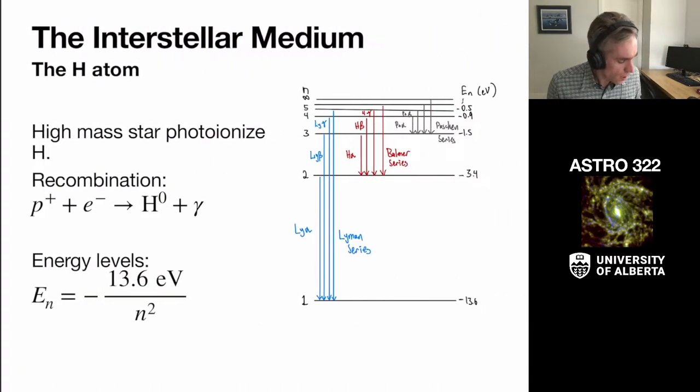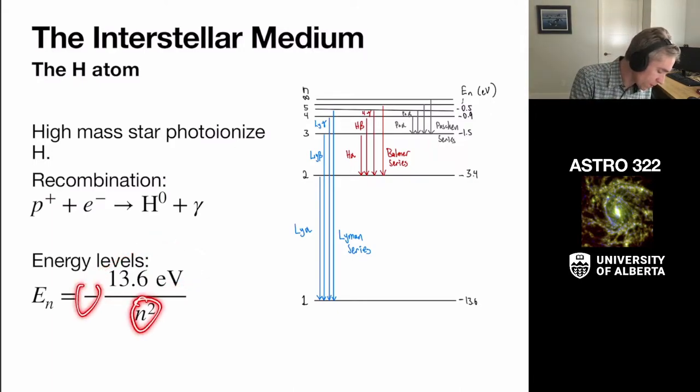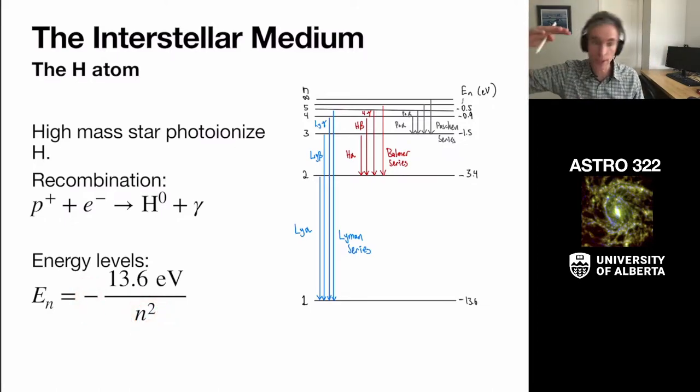And we want to use our understanding of the hydrogen atom and the physics of recombination to understand how much of the interstellar medium one of these stars can ionize. Now, to get at this, I want to do a quick refresher on the spectroscopy of the hydrogen atom under the Bohr model. The Bohr model gives us that the energy levels of the hydrogen atom are 13.6 electron volts, that's the ionization energy, divided by n squared, with a negative sign because zero is the unbound state.